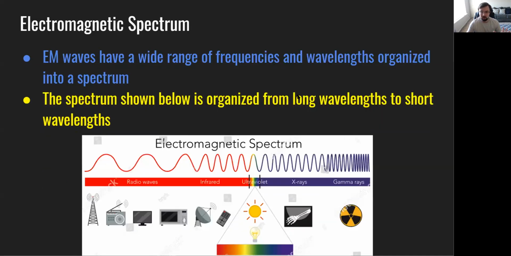Now, these EM waves are organized based on their wavelengths and their frequencies. EM waves have a wide range of frequencies and wavelengths, and we organize them into a spectrum, and we call it the electromagnetic spectrum. Down here is a basic example of how the EM spectrum is organized. The one shown below is going from long wavelengths, so you see how they're really spread out, to short wavelengths. So this is a basic EM spectrum.